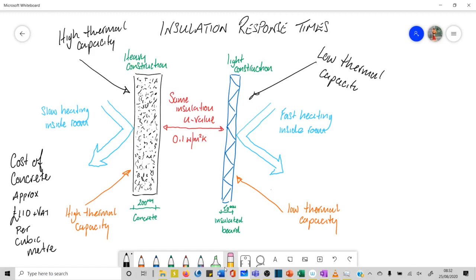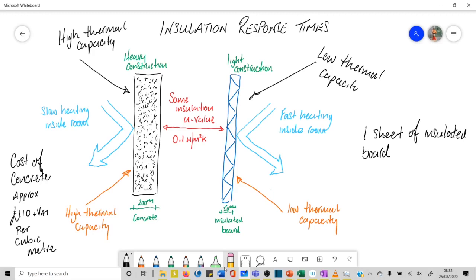On the light construction side, we've got insulated board, 50mm insulated board, and one sheet of insulated board. Now these vary greatly. There's so many different types, thicknesses, makes. You can have foil backed, you can have moisture backed, you can have a 25mm.